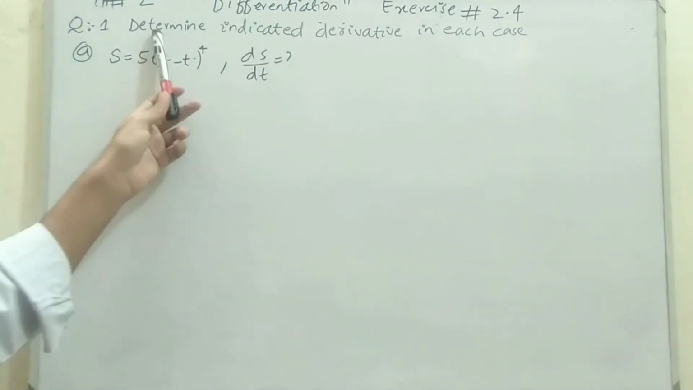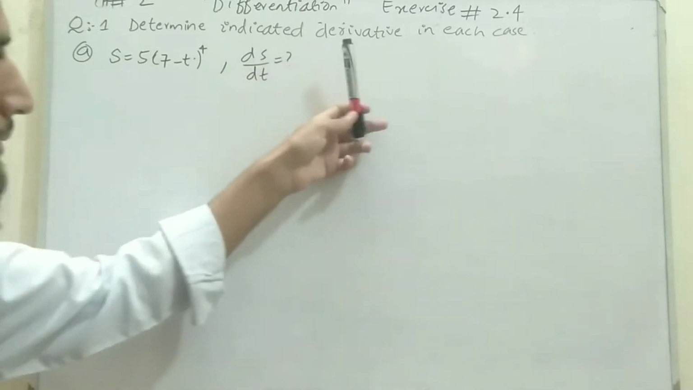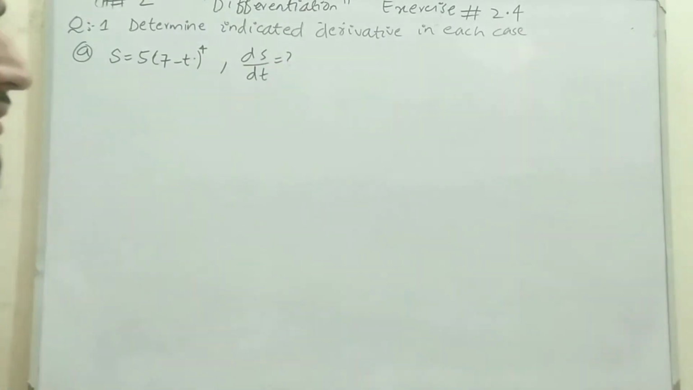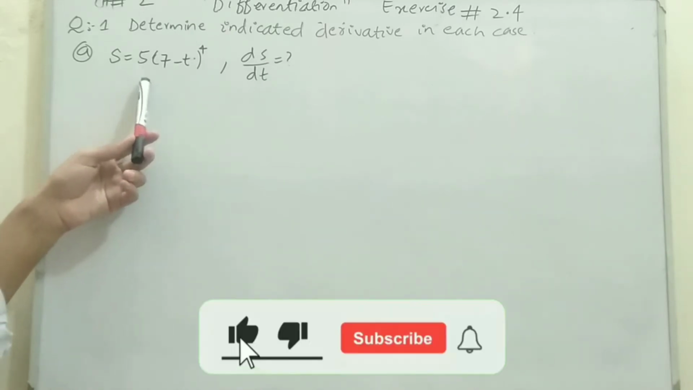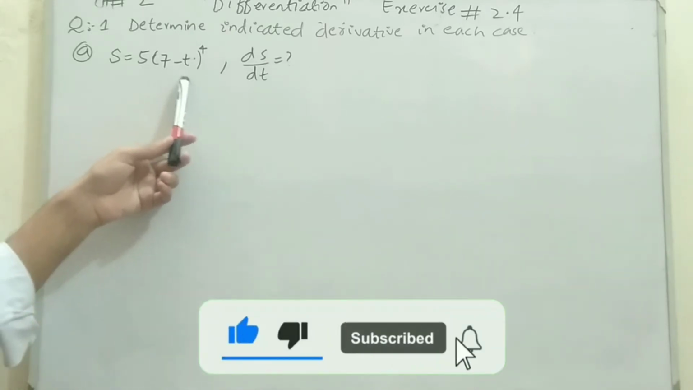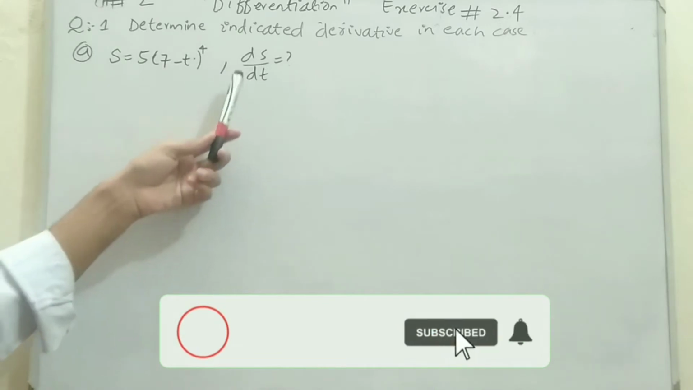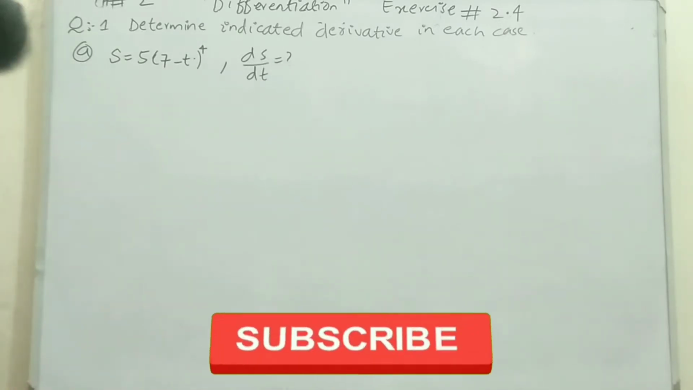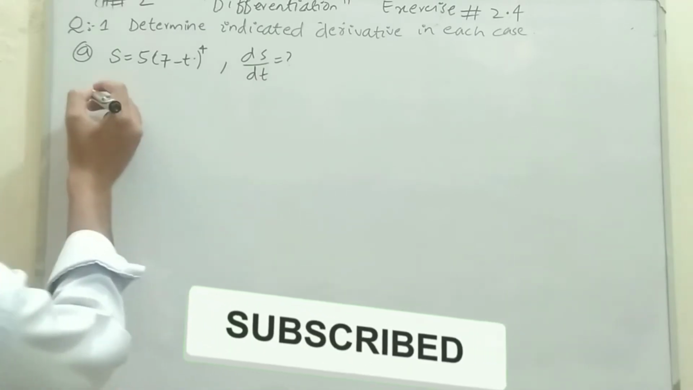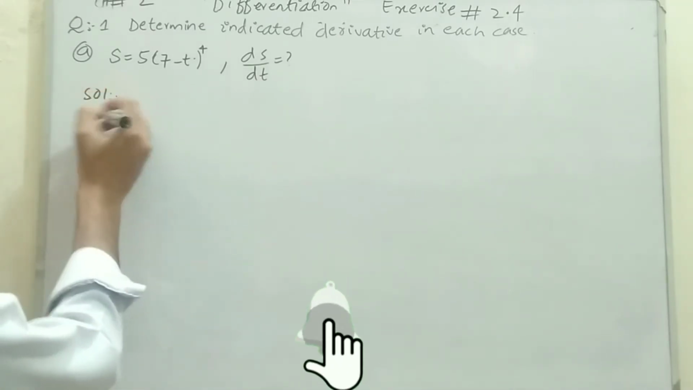It tells that determine indicated derivative in each case. In each case, part 1 is s is equal to 5 multiply 7 minus t whole raised to the power 4. Find derivative of s with respect to t. So move towards the solution of part number A of question number 1.